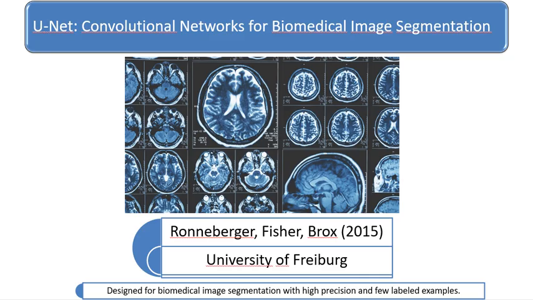UNet is a convolutional neural network designed specifically for biomedical image segmentation. This model was introduced by Ronneberger, Fischer and Brox in 2015. They are from the University of Freiburg, and this model has become one of the most widely used architectures in medical AI, including my field, neurology, largely due to its simplicity and effectiveness.